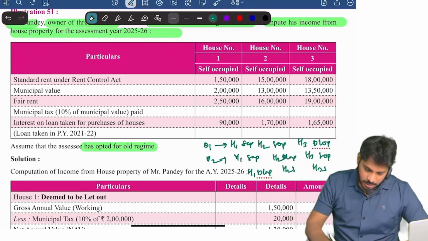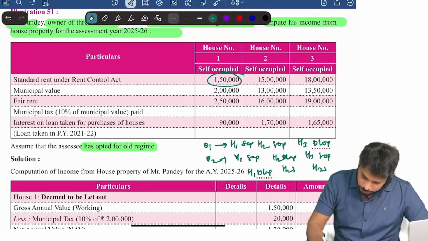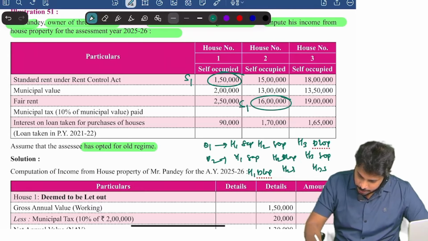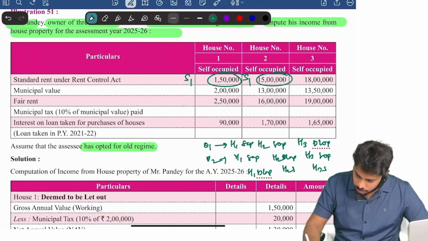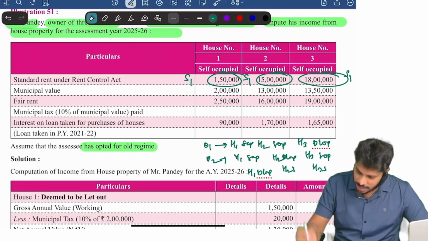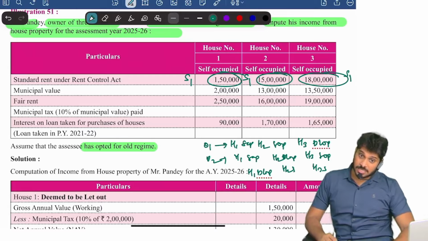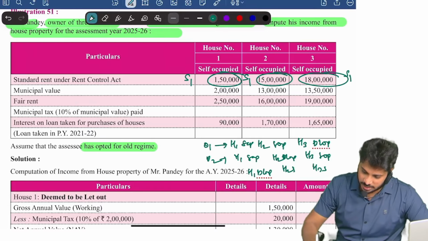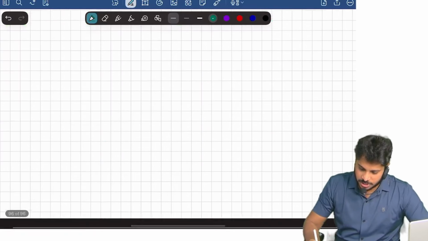Okay. Now, in this case, step 1 will be this one. Here in this case, step 1 will be this only. Whereas in this case, again step 1 is also restricted to standard rent. In all these 3 cases, standard rent itself became expected rent, GAV. Correct? Now, first option. Now look at.